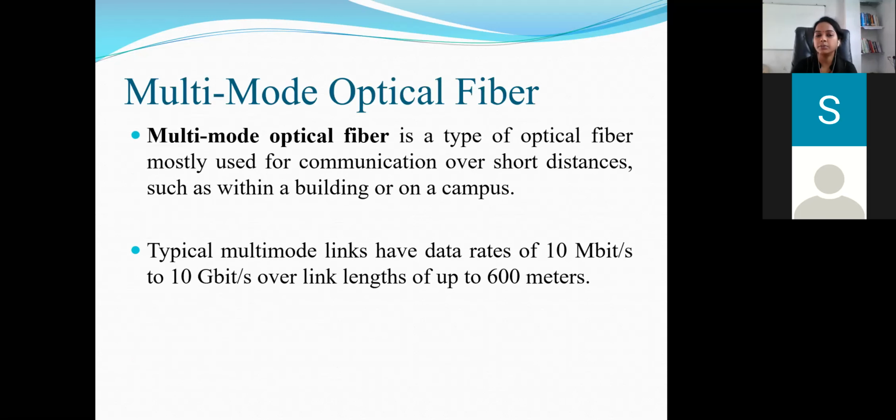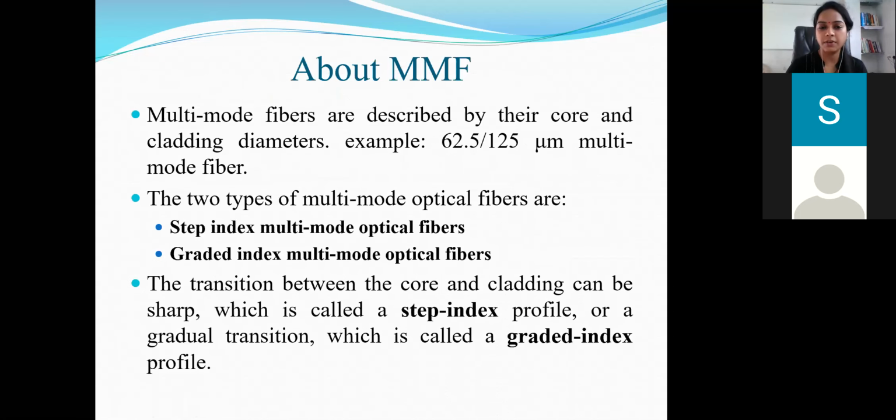Then there is multi-mode optical fiber. What is a multi-mode optical fiber? It is a type of optical fiber mostly used in communication. In single mode fiber, the light travels in one direction only. In multi-mode fiber, the light comes from all the directions. Here the data rates are 10 megabits per second to 10 gigabits per second, and the length is up to 600 meters. This is for multi-mode optical fibers.